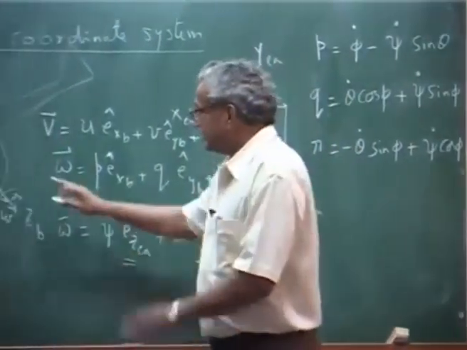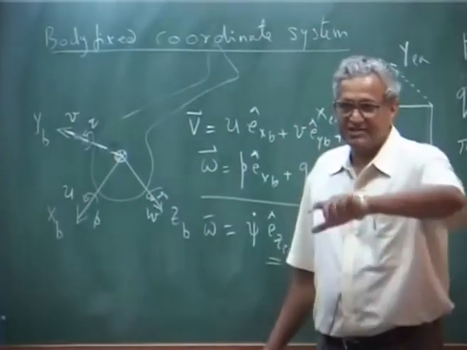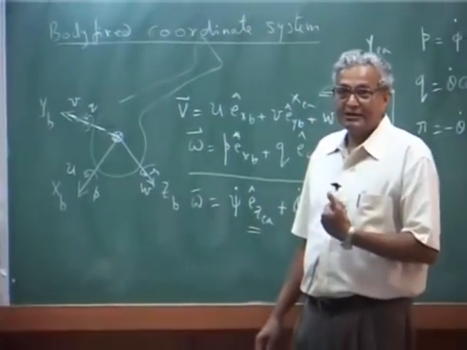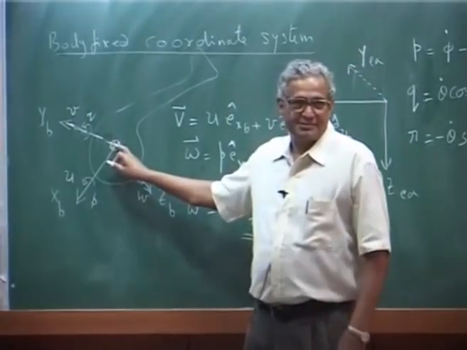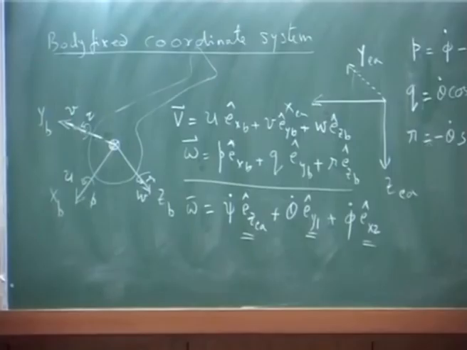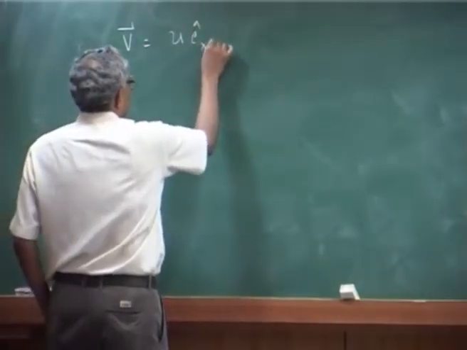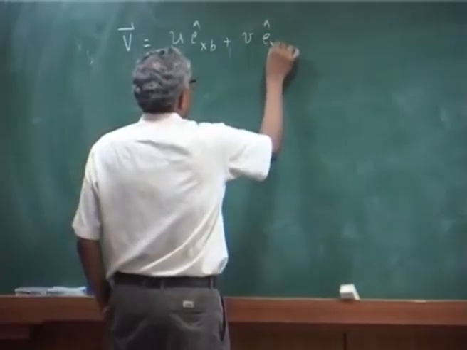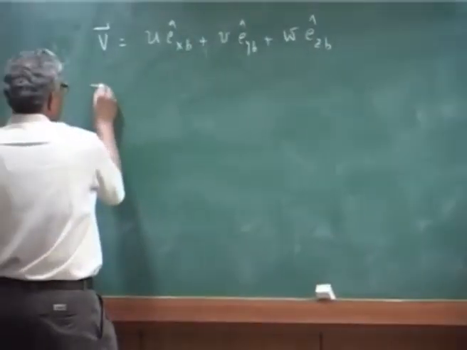Now the question is, I have the velocity and the angular velocity, translational and angular, all. Now I can go and calculate my acceleration of the center of mass. Okay. So maybe I erase this part, because this transformation I use as a transformation from this coordinate to this coordinate, that is all. Now my velocity of the center of mass is u e_xb plus v e_yb plus w e_zb. Now what is my acceleration of the center of mass?